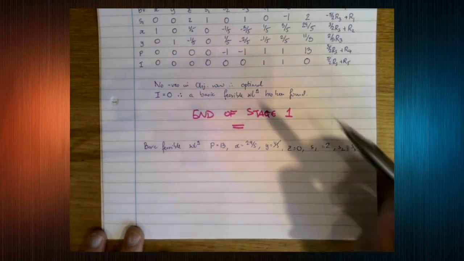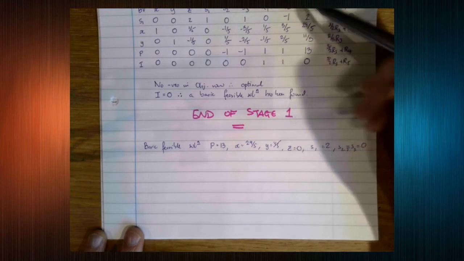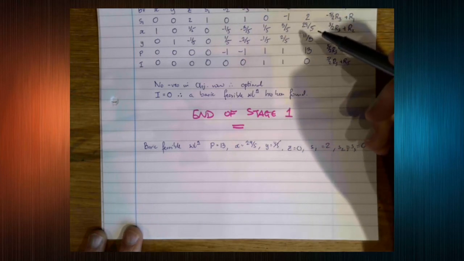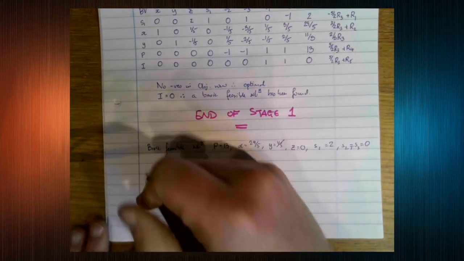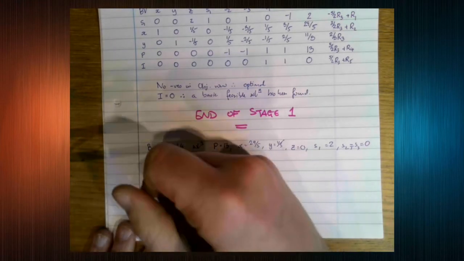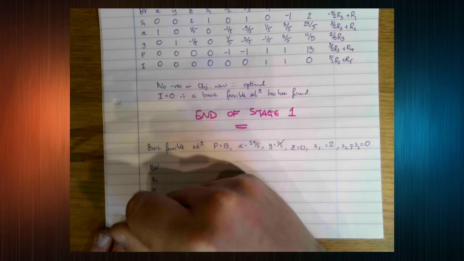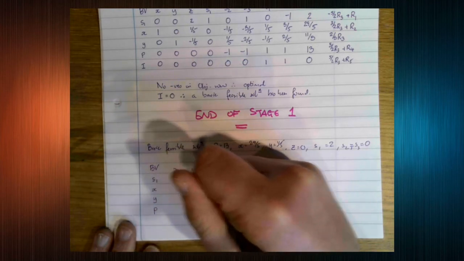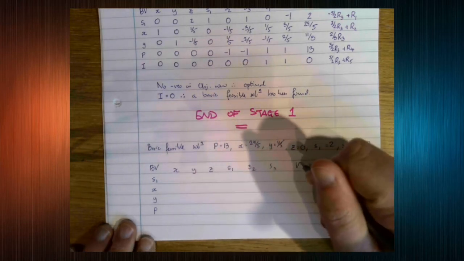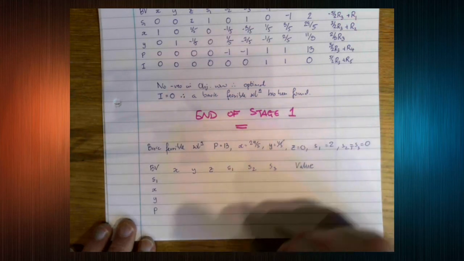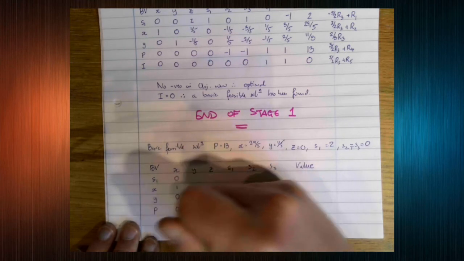So to continue, we copy down the tableau we just had, but we take out the A columns and the I row. So we've got basic variable, S1, X, Y, and P, X, Y, Z, S1, S2, S3, and value. So you can see we've already got a smaller tableau. We just copy down from above exactly what was there.